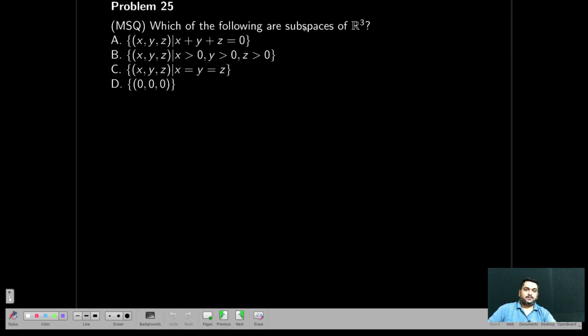Next, which of the following are subspaces of R cube? It's x, y, z, 3 dimensions. x plus y plus z equal to 0. This implies what? x equal to y equal to z equal to 0. So the 0 vector. This is a subspace. True. Next, x greater than 0, y greater than 0, z greater than 0. No, because it cannot contain 0. A subspace should always contain the 0 vector. That is the axiom. So it does not contain 0 because all are greater than 0, so it will not get a 0 vector. x, y equal to z, that's the same thing. Then 0 vector, all three. A, C, D.